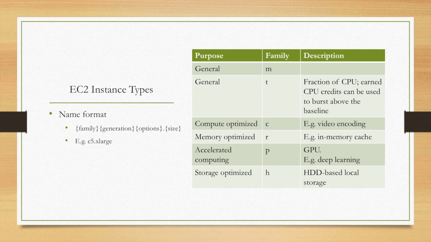From AWS statistics, most clients don't know about this option. So maybe if you want to deploy something in a short time, you can use this CPU credit with the T family. For compute optimized, like video encoding, you can use the C family. Sometimes we may want to have cache servers. We can use the R family for those memory optimized cases.